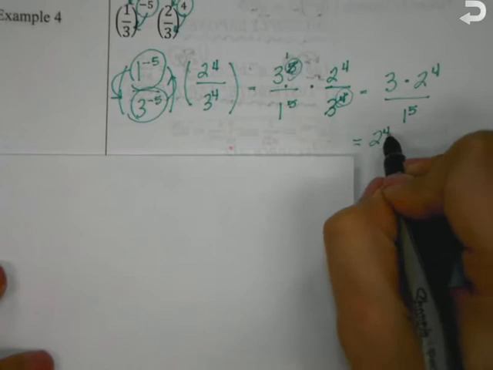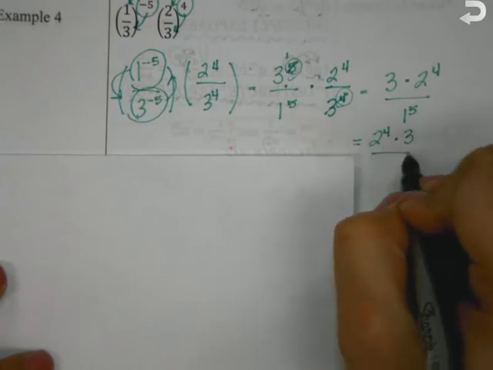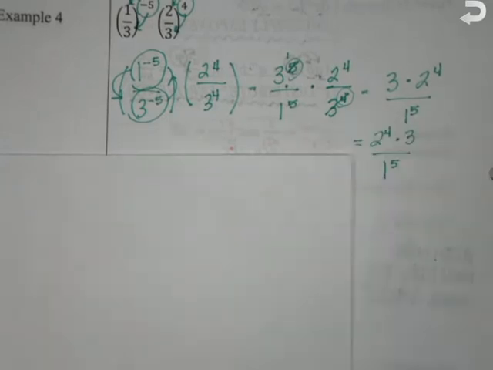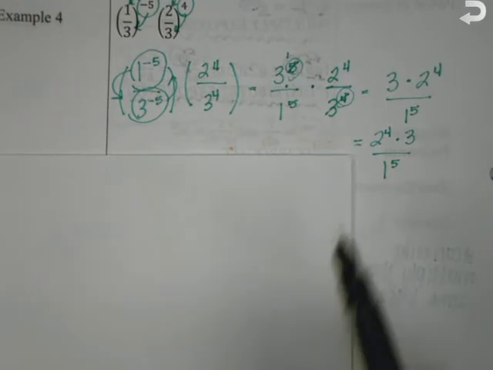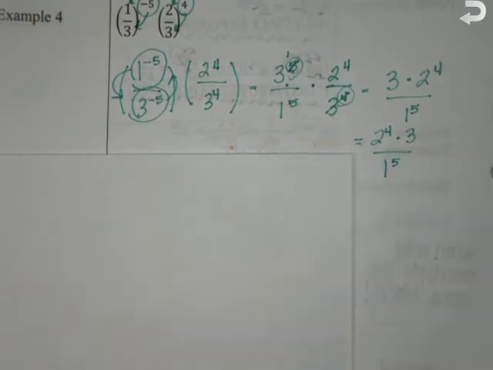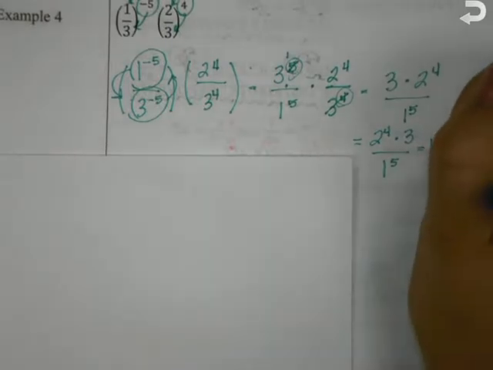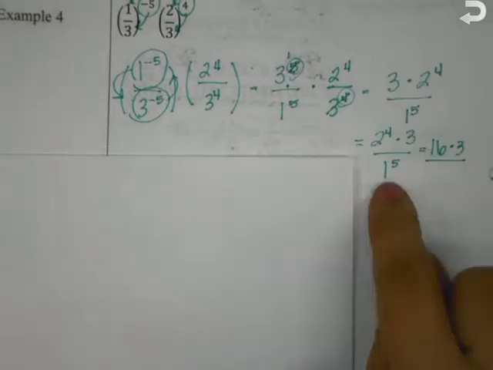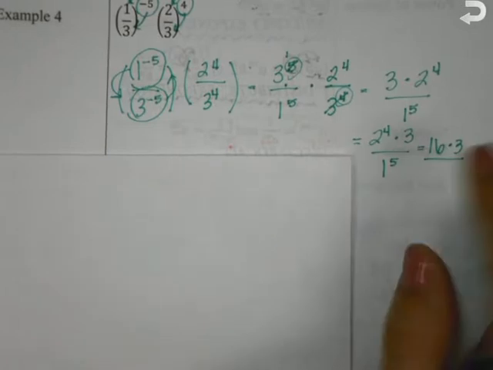And sometimes it will be acceptable to leave your answer even with numbers as your bases with the exponents, especially if the exponents are large. But these are really small, so let's actually multiply it out. What's 2 to the 4th? 16 times 3 over, what's 1 to the 5th, guys? 1. So my answer is actually going to be what? 48. So you can multiply it all the way through.